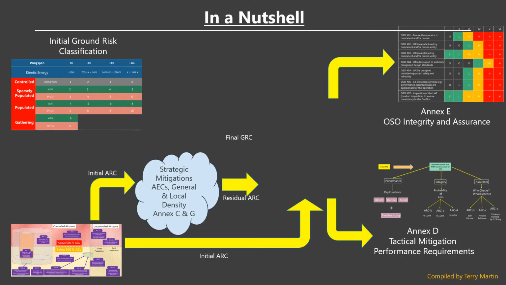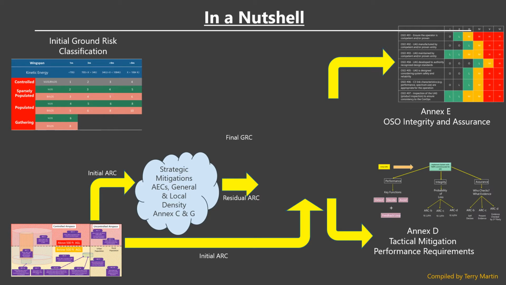This slide kind of consolidates all of the lead-in information that I've just presented to give you a big picture, in a nutshell, concept of what's going on. So first off, you determine your IGRC and your air risk classification, shown on the left-hand side. You can then, for the ground risk, apply mitigations that are in Annex F.